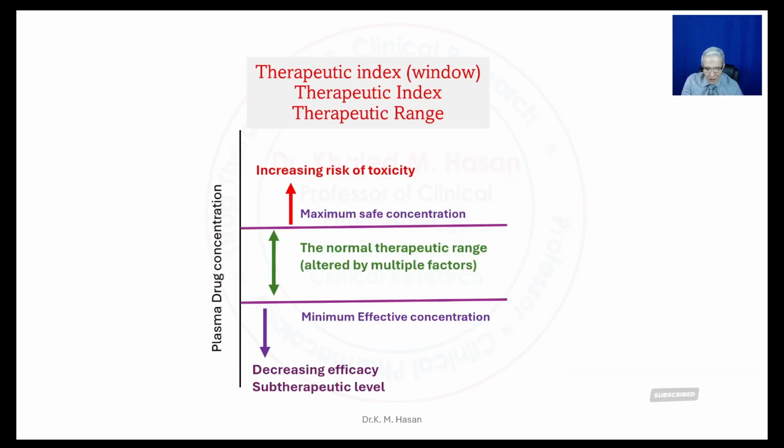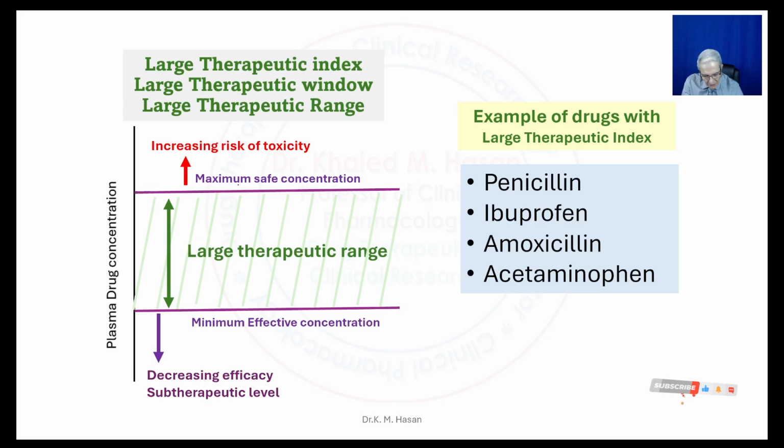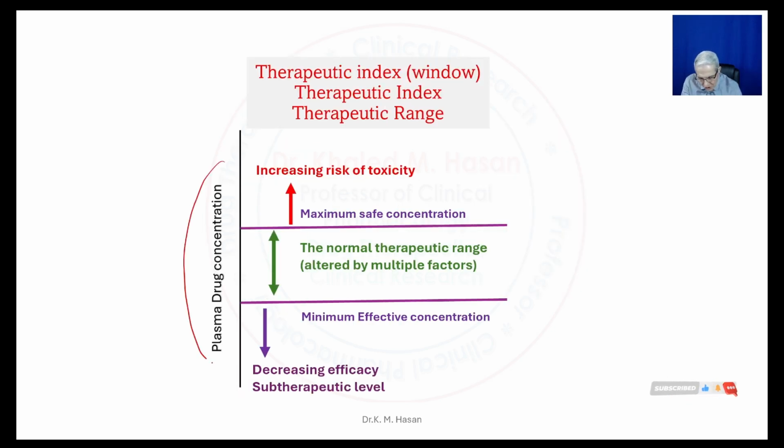This diagram represents the therapeutic index of a medication. We have plasma drug concentration here, and we have the therapeutic index, another name for the therapeutic window, or therapeutic range. As you can see, most medications need to be in the normal therapeutic range, and this will be affected by multiple factors, so we need to take these factors into consideration.